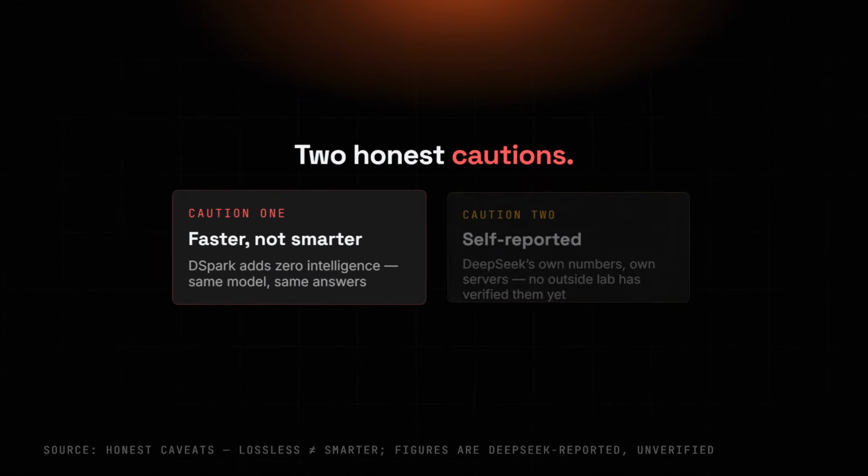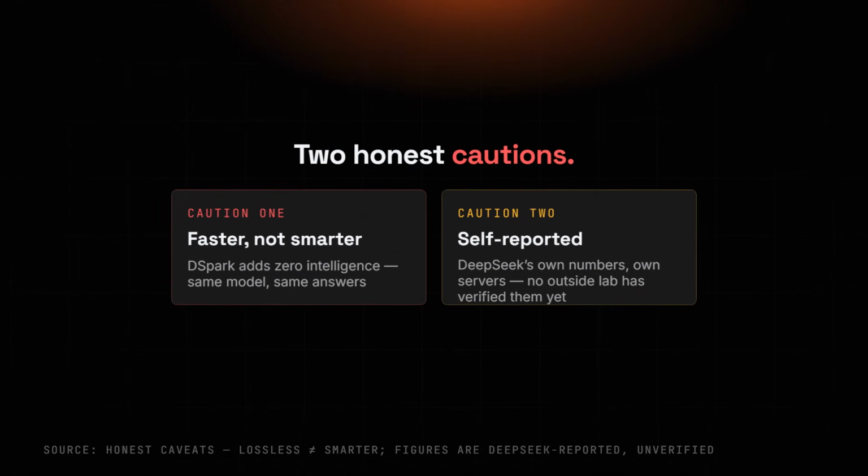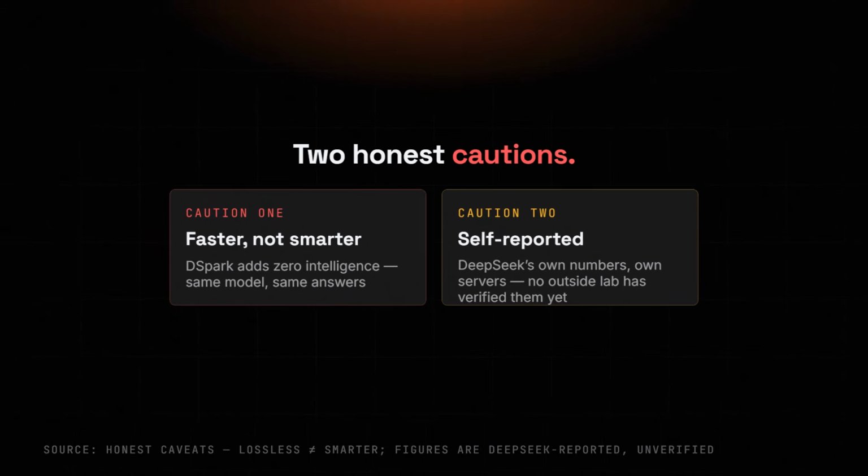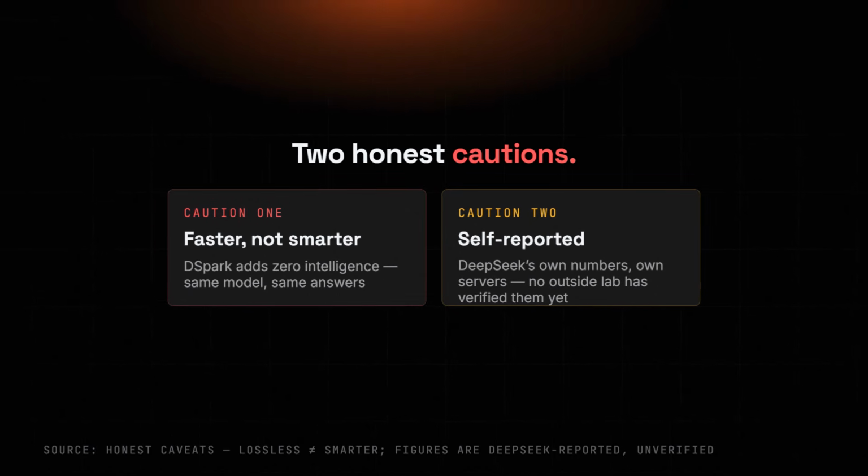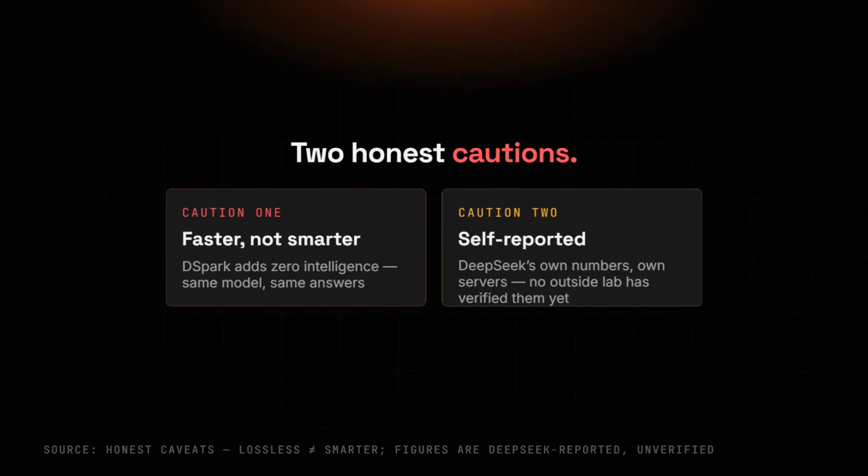2 honest cautions before you get carried away. Lossless means faster, not smarter. DeepSpark does not raise the model's intelligence by a single point. And every speed figure here is DeepSeek's own, on DeepSeek's own servers against their own baseline. No outside lab has verified it yet, and the biggest numbers are peak load best cases.